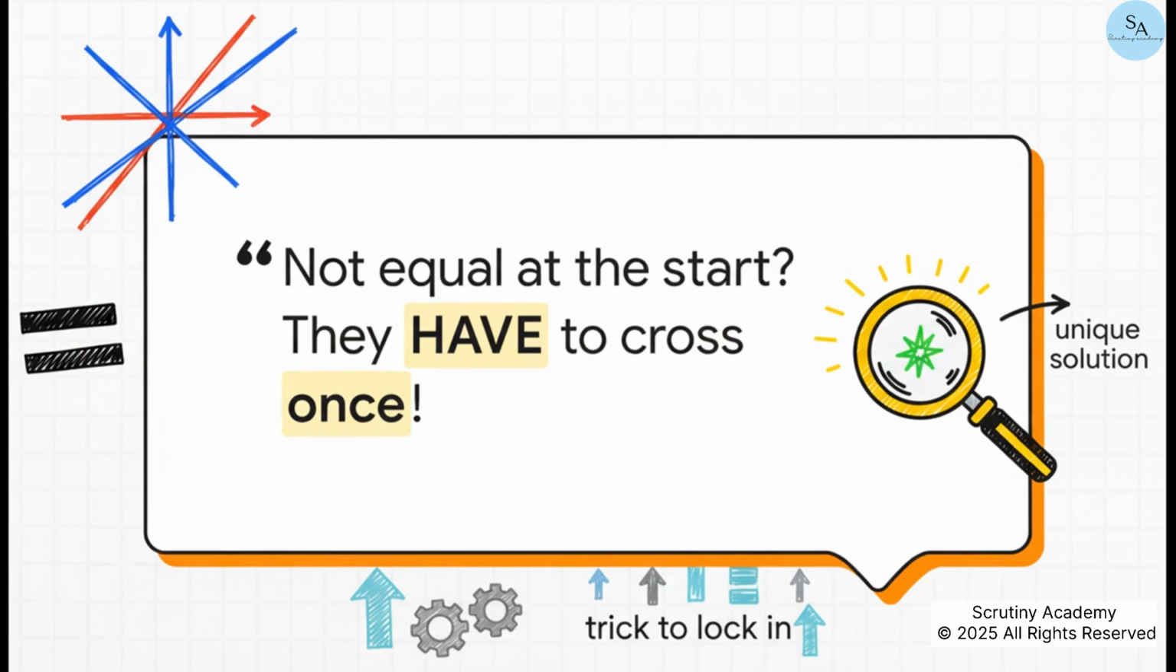And hey, here's a super simple memory trick, just to lock in that first, most common case. Just tell yourself this: not equal at the start, they have to cross once. That's it. If that very first ratio, the A's, isn't equal to the second ratio, the B's, you can stop right there. You know for a fact that there is exactly one unique solution. Game over.